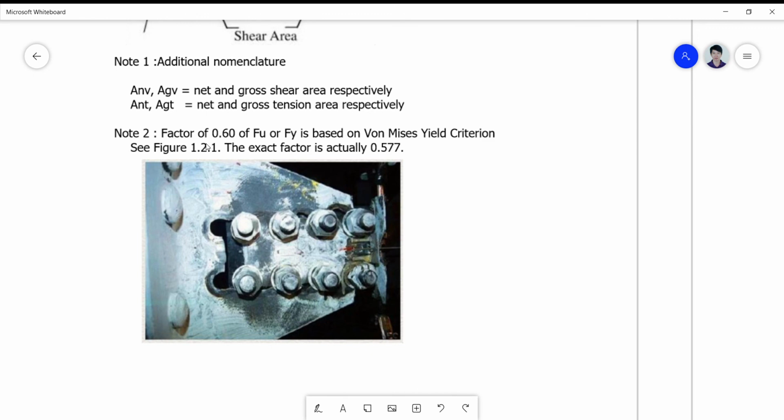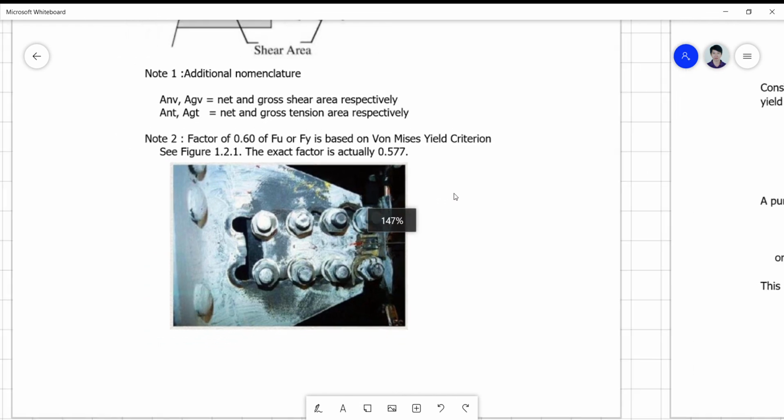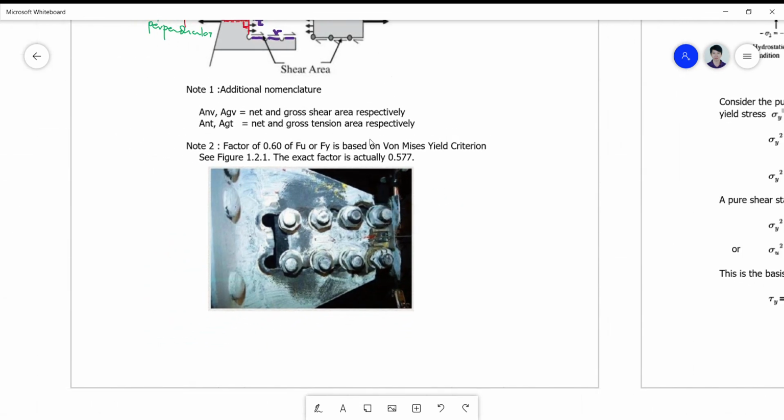So note 2 here, that the factor of 0.60 for Fu or Fy is based on the von Mises yield criterion, which is exactly equivalent to 0.577 rounded to 0.60. Okay, so on the next video, I will be discussing the von Mises yield criterion as one of the most commonly used failure concepts and failure theories in failure mechanics.